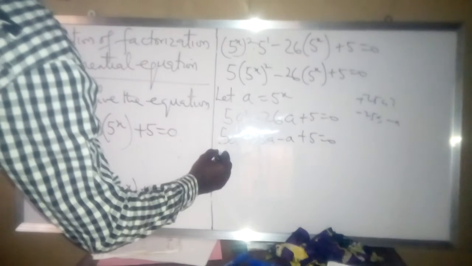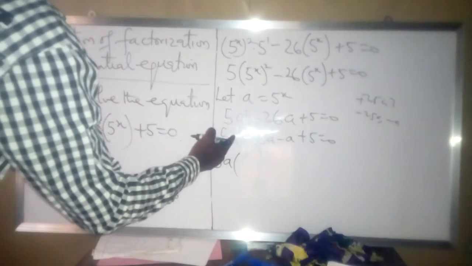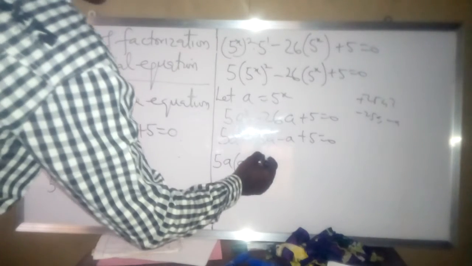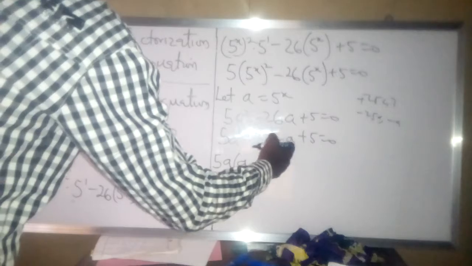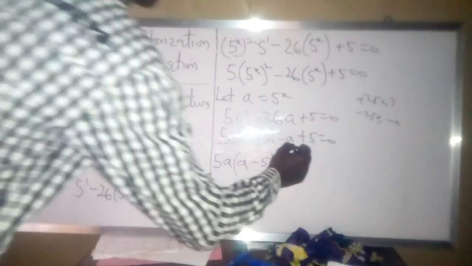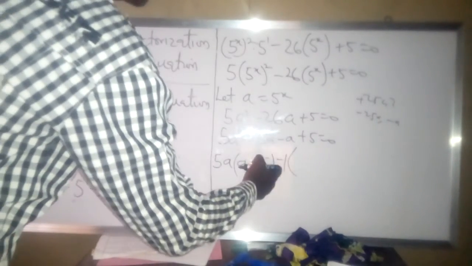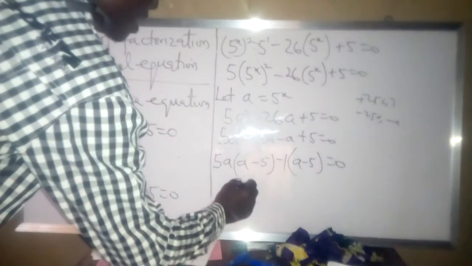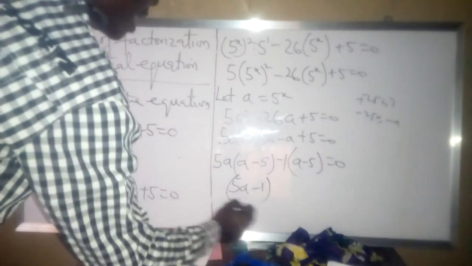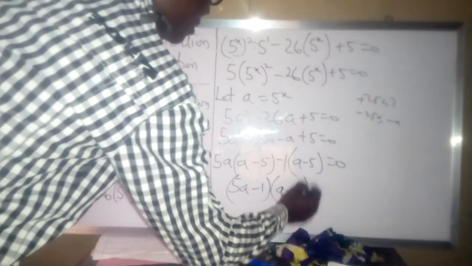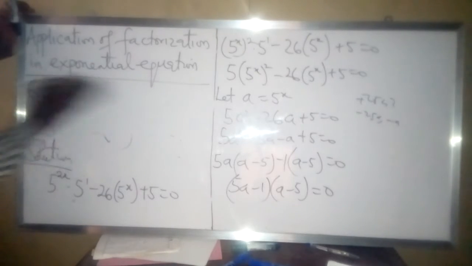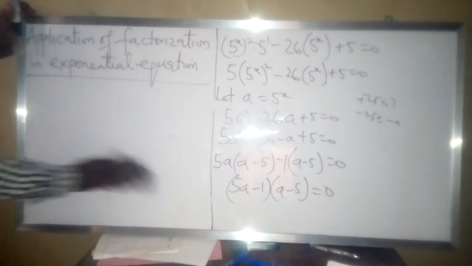So what is common there? 5a is common. Dividing 5a squared by 5a, you have a left. Then minus, dividing 25a by 5a, you have 5. Then minus, what is common between minus a and plus 5? You have minus 1. So dividing minus a by minus 1, that's a. Then divide plus 5 by minus 1, that is minus 5, is equal to 0. So we pick the one outside, 5a minus 1, and the one in the brackets, a minus 5. So we have 5a minus 1 into a minus 5 is equal to 0.